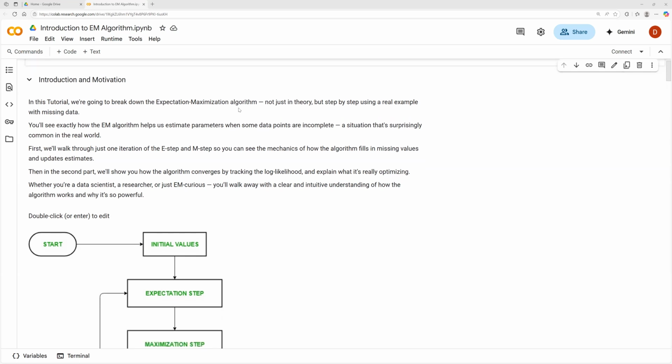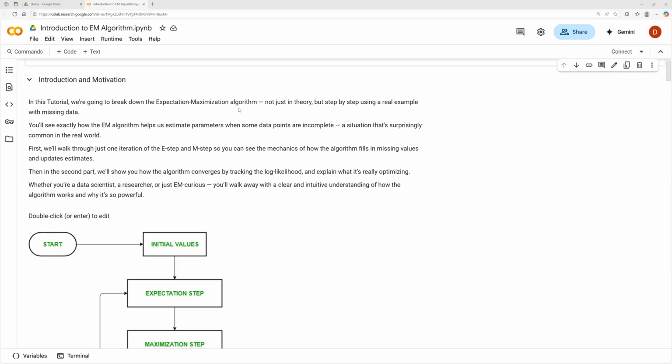First, we'll walk through just one iteration of the E step and the M step so that you can see the mechanics of how the algorithm fills in missing values and updates estimates. Then in the second part, we're going to show you how the algorithm converges by tracking the log likelihood and explain what it's really optimizing.